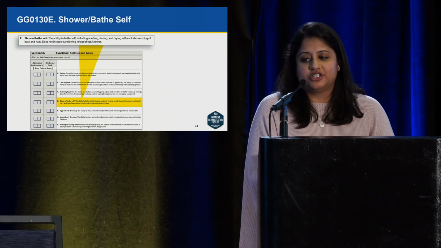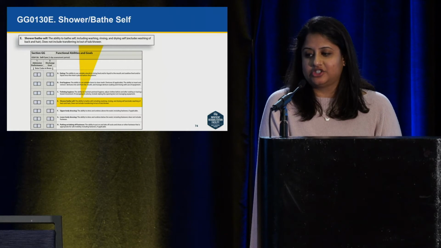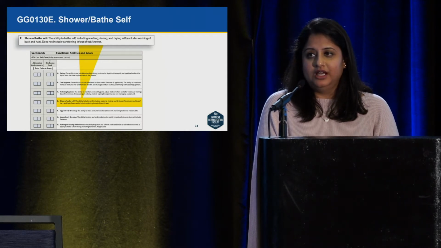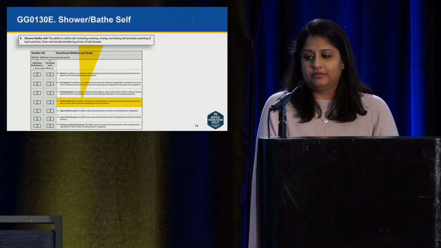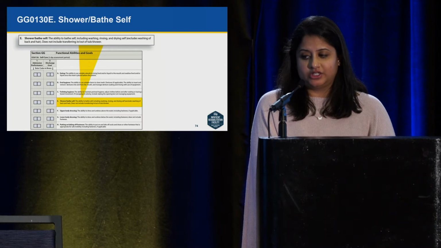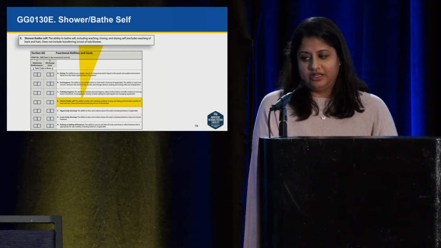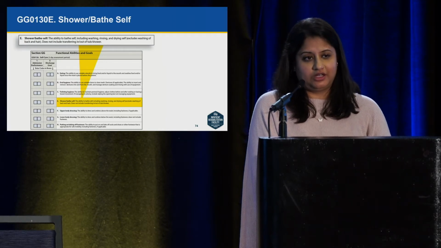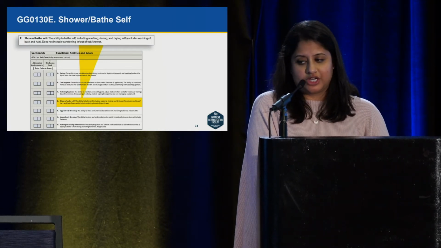Okay, next we have GG0130E, and that's shower, bathe, self. And this is the ability to bathe self, including washing, rinsing, and drying self. It does exclude washing of the back and hair, and it does not include transferring in and out of the tub or shower.